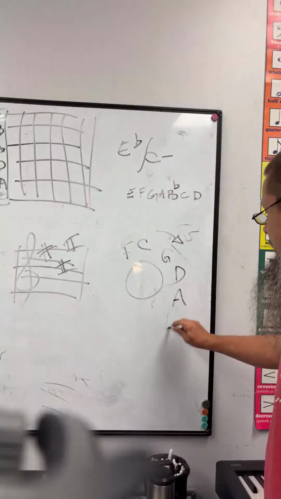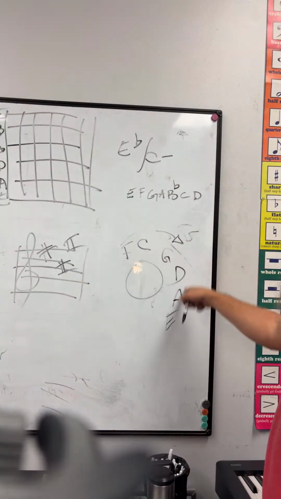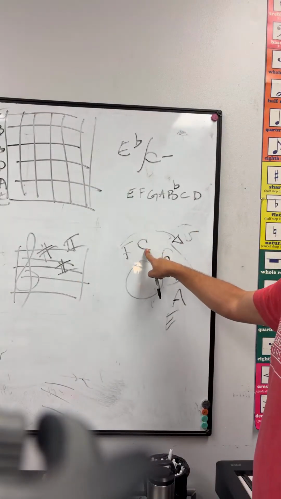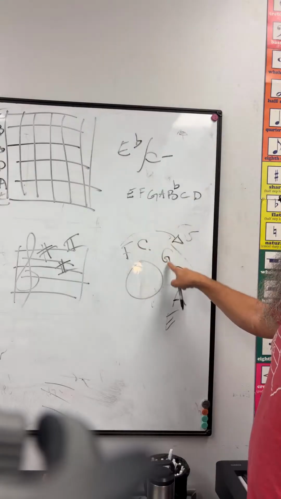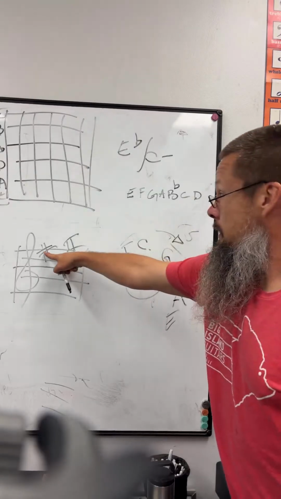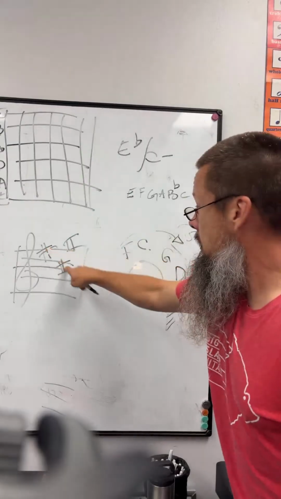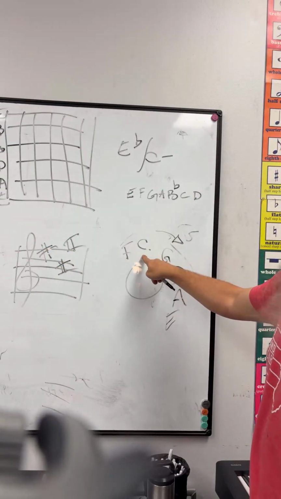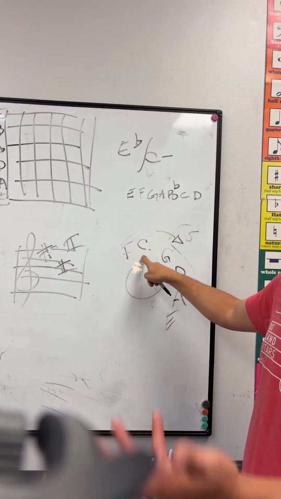And since we get to E, we know that E has all of the sharps that G did. How many does G have? G has 1. What is it? F sharp. It is. D has how many? 2. They are? F and C. C sharp, yeah. F sharp, C sharp.